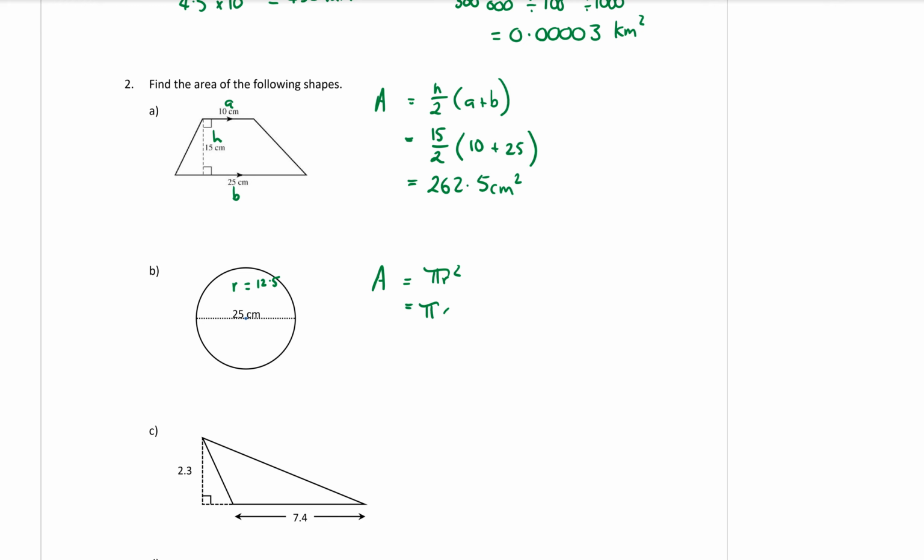Pi times radius is 12.5 squared. 490.87. I'm giving you the final answers here to save us calculating time, but it actually is an important step. The number of people who can actually write down the substitution line but make a mistake typing it in, just be careful. Make sure you put everything in properly, okay?